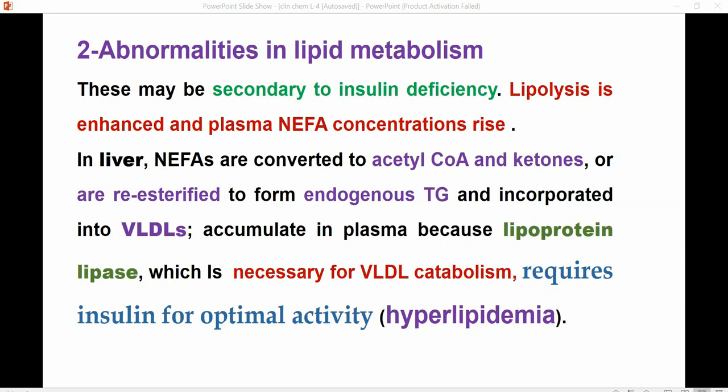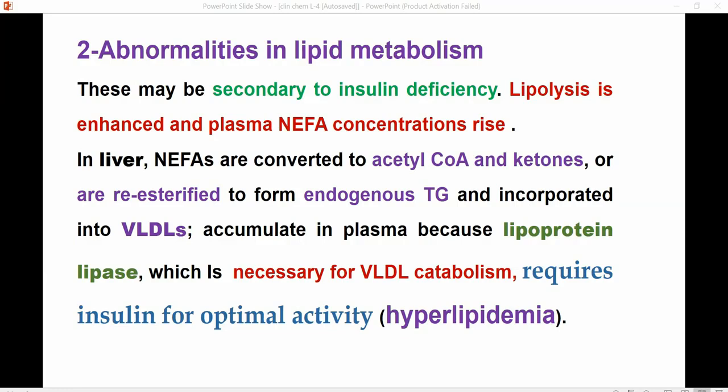During lipolysis, which enhances the formation of non-esterified fatty acids, this process is usually controlled by the activity of the enzyme lipoprotein lipase, which requires insulin for its optimal activity. This process would be disturbed, resulting in increased level of plasma non-esterified fatty acid concentration.